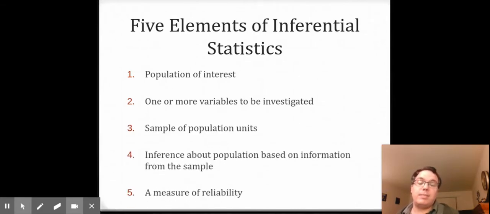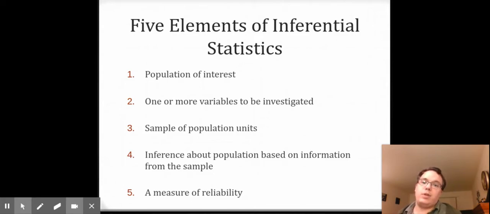The five things you need to make inferential statistics: you still need a population, and you still need a characteristic. But now instead of an entire population, we're going to just ask a sample. And from that sample, we're going to make an inference, or we're going to take the information from the sample and make it apply to the entire population. And then we're going to have to tell how reliable it is.